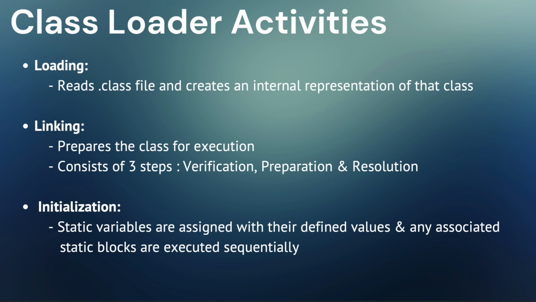The second step is preparation. During this step, memory is allocated for static fields and they are assigned their default values such as 0, false or null. The final step is resolution. During this step, the JVM resolves symbolic references into direct references that it can use efficiently during execution. Finally comes initialization. During initialization, static variables receive the actual values you have assigned in your code, and any static blocks are executed in the order they appear. At this point, the class is fully initialized and ready to be used.